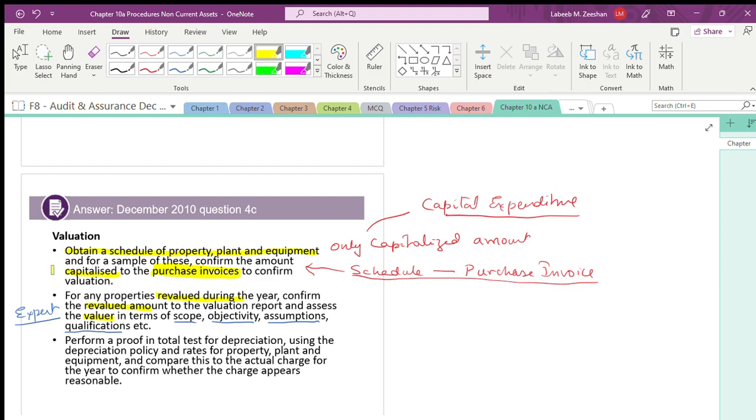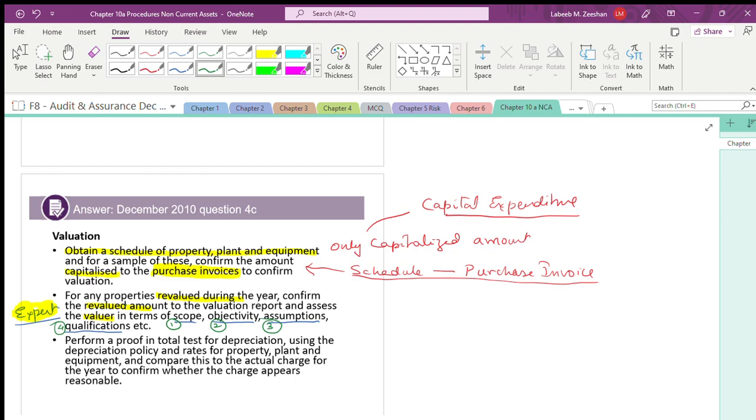Understand the point: whenever you are doing valuation, it should be done by the expert only. No way is the valuation done by the staff or by the auditors. If it is done by the expert, check the scope, objectivity, assumptions, and qualifications. That is very, very specific.